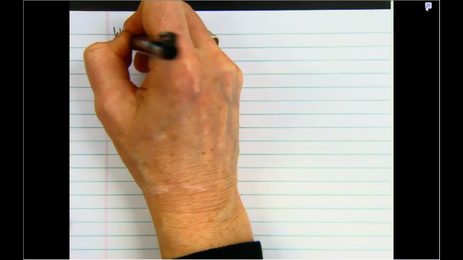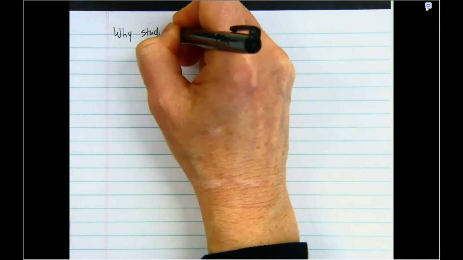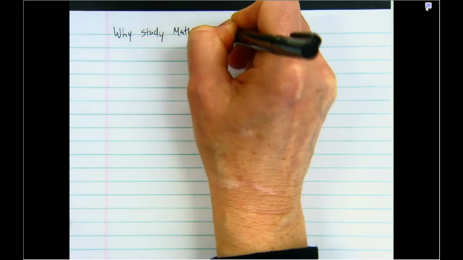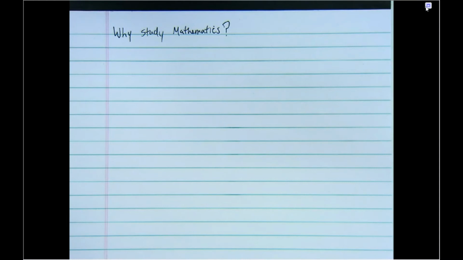I have a question for you, and the question is, why study mathematics? We're going to spend a whole semester studying math. Why does the university have a math competency requirement? They don't have a social studies competency requirement. I don't believe they have a physical education competency requirement. Why a math competency requirement? Does anybody have any ideas?